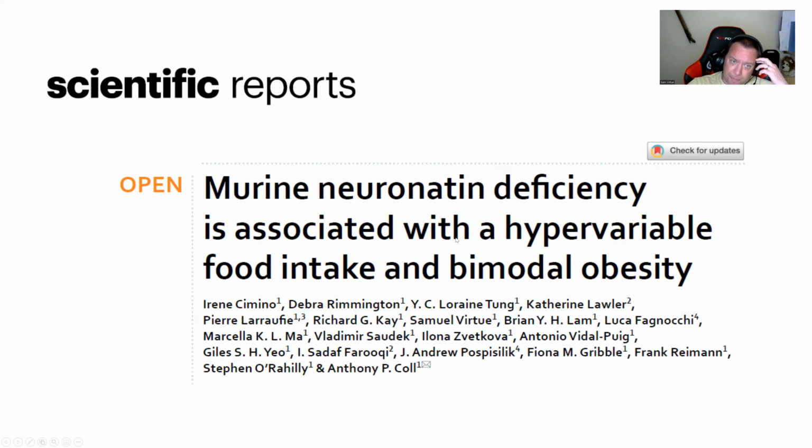And so we followed up on this, working with Tony Cole and Irene, to look at the NNAT deficiency. We found that what was driving this variability was a hypervariable food intake, which was driving the bimodal obesity. So that was the question: was this difference in energy expenditure setting up these variable body weights, or was it differences in food intake? We're going to try and argue it's food intake, and it's actually something even subtly different to that, in that it's food intake driven by a response to a novel environment or a stress.